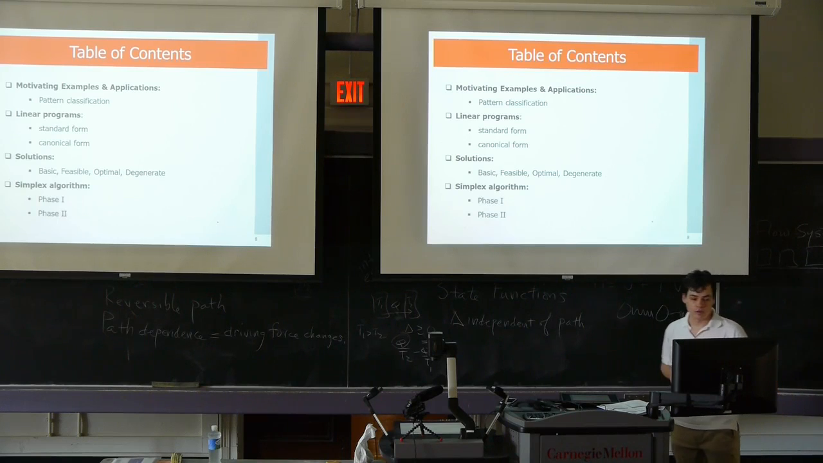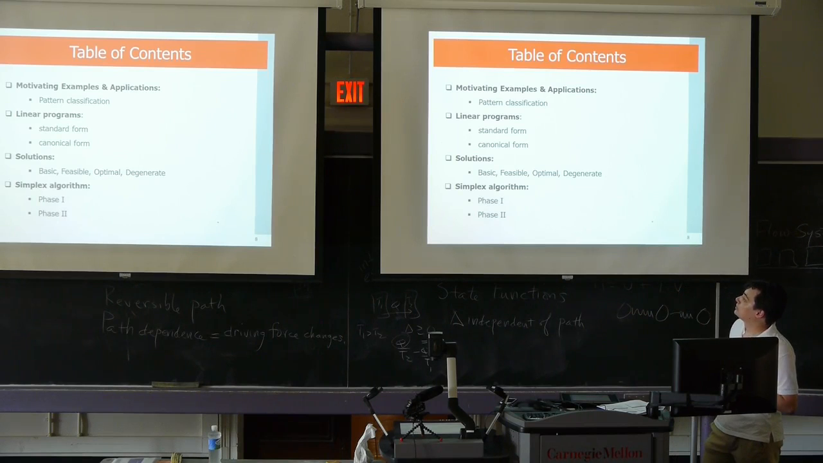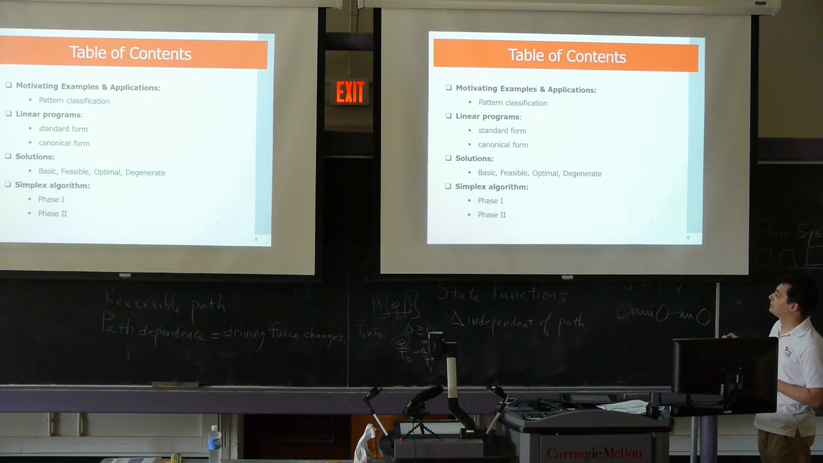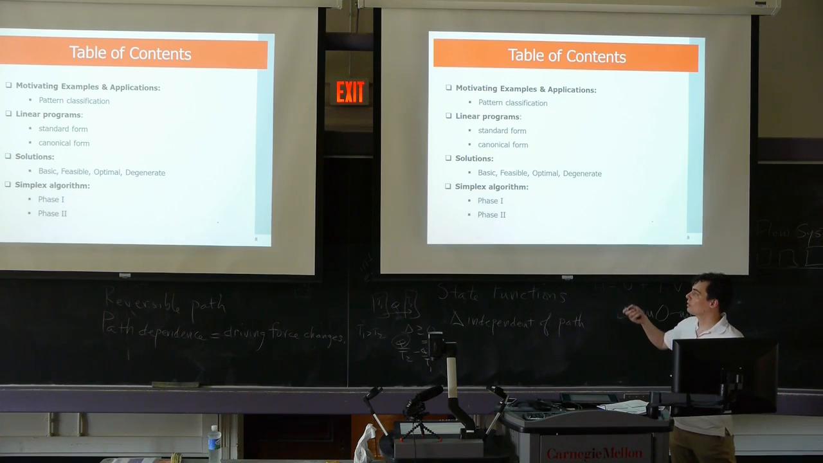Okay, so this is the table of contents. I will talk about a classification problem in machine learning and how to describe a classification problem as a linear program. And we will discuss different forms of linear programs, such as the standard form and canonical form. We need to define these terms here, such as basic solution, feasible solution, optimal solution, degenerate solution, and finally we will discuss the simplex algorithm. Okay, so the goal of this lecture and the next lecture is clear so far. Good.